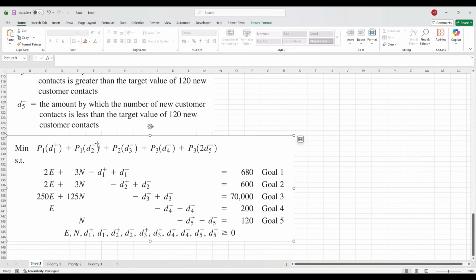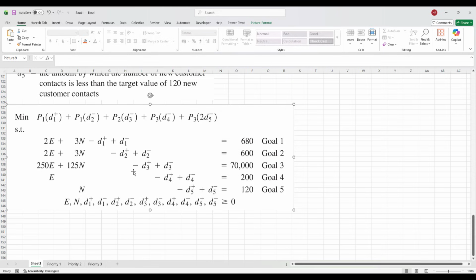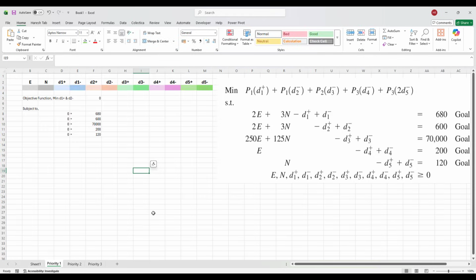Here we are going to solve the P1 problem on the first sheet, the priority 1 sheet, the P2 problem on the priority 2 sheet, and the P3 problem on the priority 3 sheet. So we are going to run Solver three times. These equations are to be captured first based on the information given. Now let me take you to the first sheet where I have already done the setup.